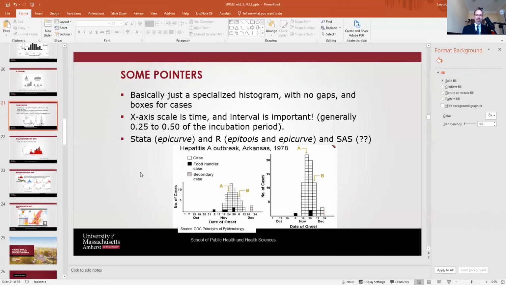SAS is not necessarily specialized for epidemiology, though it's used a lot for epidemiology. There are a lot of macros available for it. R has packages that are specifically available for this, and we'll explore that later in the course. But all epicurves are common. They have time, cases, and there are no breaks.